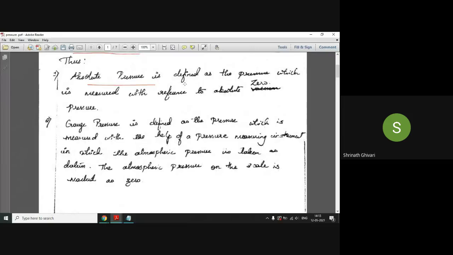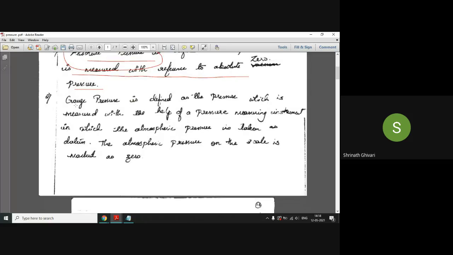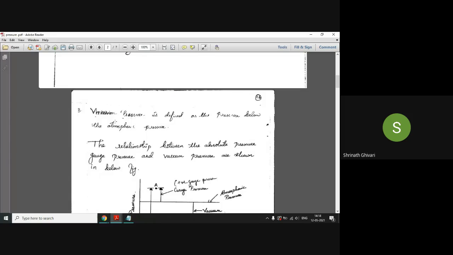The absolute pressure is defined as the pressure which is measured with reference to the absolute zero pressure. Whatever pressure we measure with reference to the absolute zero pressure is called absolute pressure. Gauge pressure is defined as the pressure measured above the atmospheric pressure, using a pressure measuring instrument, with the atmospheric pressure taken as the datum. So the atmospheric pressure on the scale is marked as 0. I'll tell you why. The vacuum pressure is defined as the pressure below the atmospheric pressure.